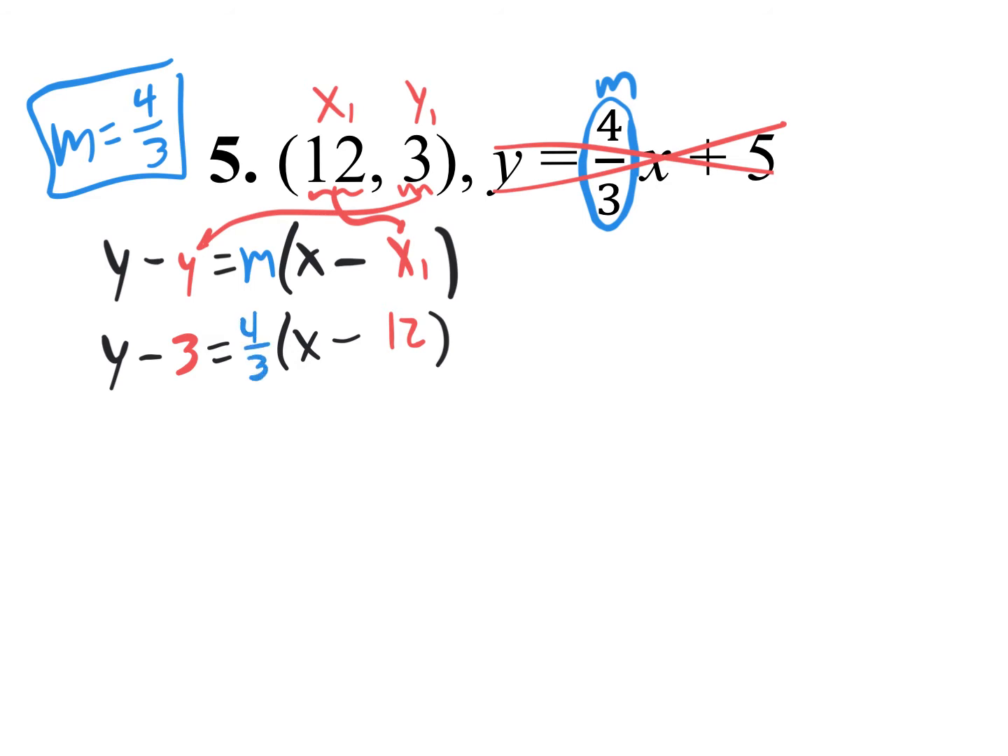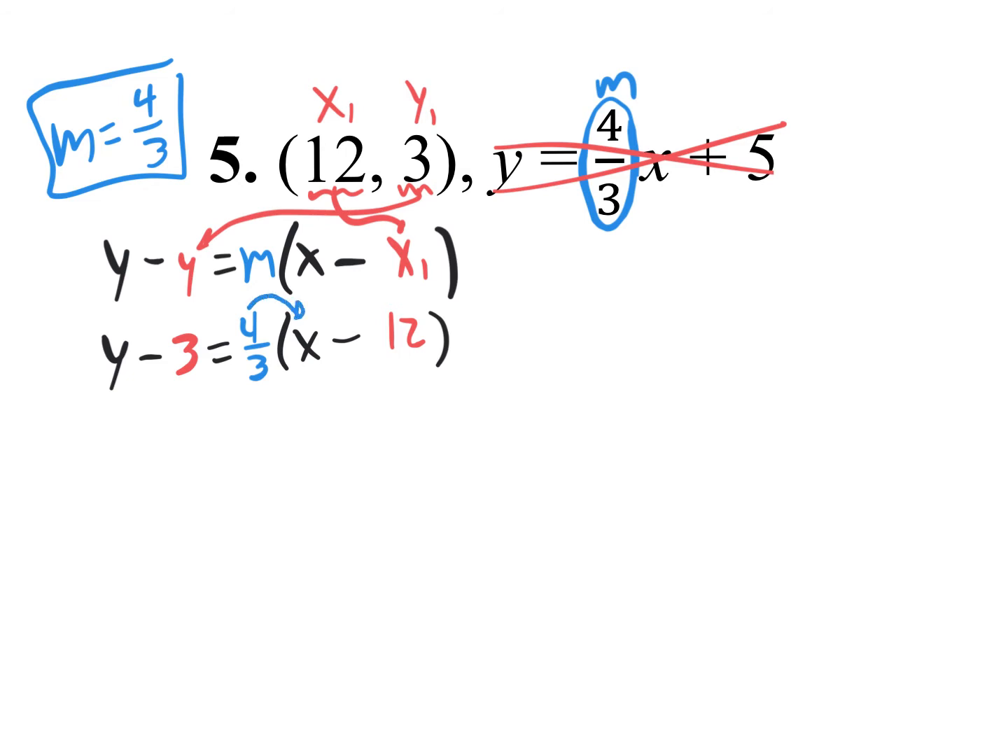Now, if they told us write it in point slope form, we would be done. That would be the answer, right? Or the equation in point slope form. But they want it in slope intercept. Now, slope intercept, if you look at the board, is y equals mx plus b. It doesn't have parentheses. So we want to get rid of the parentheses, and the way to get rid of parentheses when you have multiplication in front is to do the distribution of that multiplication.